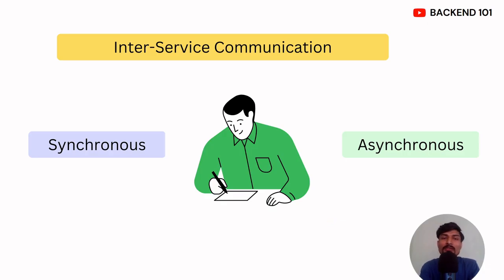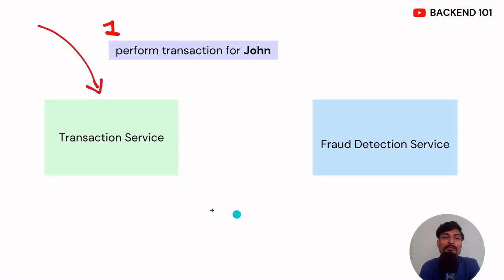In today's episode, we are going to discuss inter-service communication in microservices. If you have come across terms like synchronous communication, asynchronous communication, REST APIs, gRPCs, and message queues, and have no idea where these terms fit into a larger picture, you have come to the right video. Let's get started. So we have two microservices.